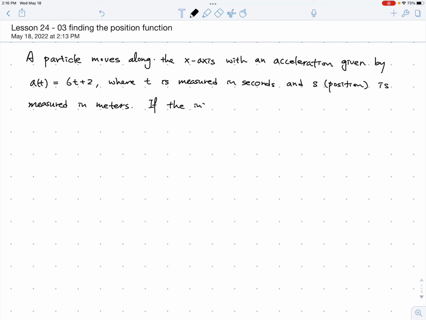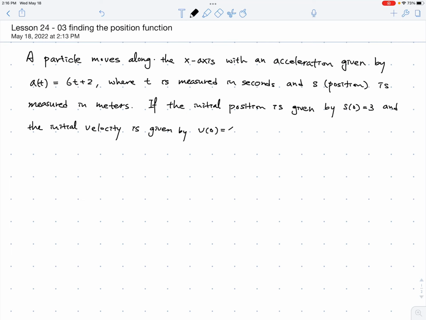If the initial position is given by s(0) = 3, and the initial velocity is given by v(0) = 4, then we want to find the position function at t seconds.